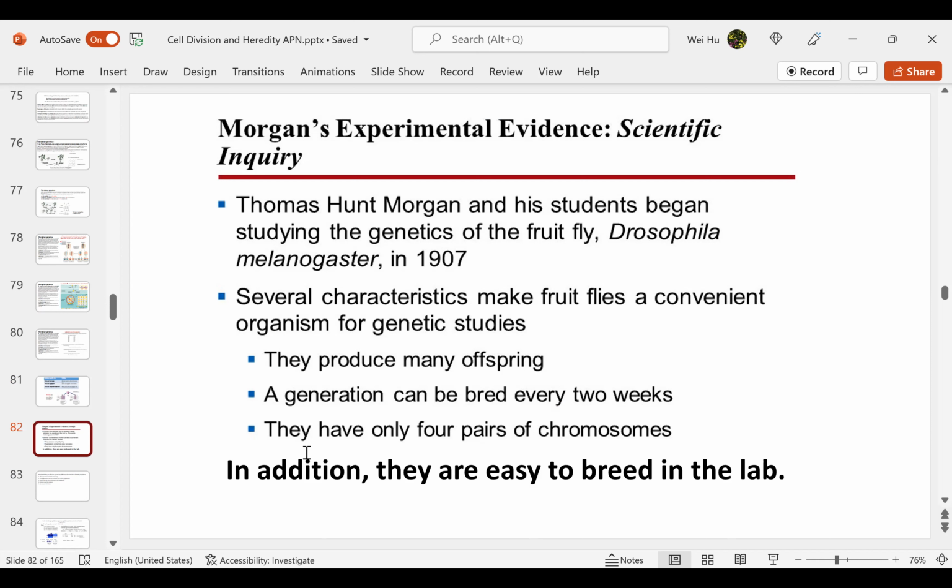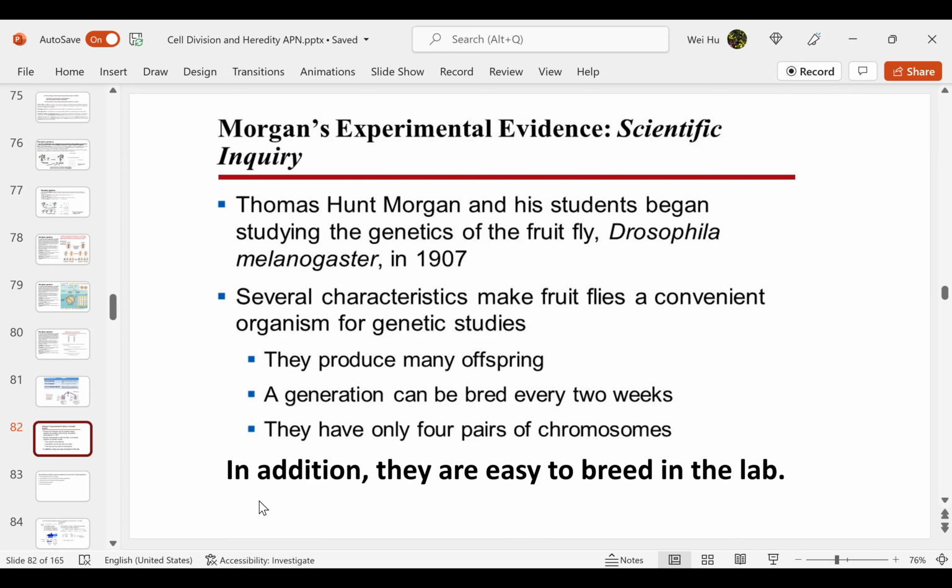Third, they only have 4 pairs of chromosomes, so they're easy to do those crosses with, right? Most importantly, they can easily be bred in the laboratory. It means you can control temperature, water, and light, so everyone has the same conditions. You will not be influenced by the environment.